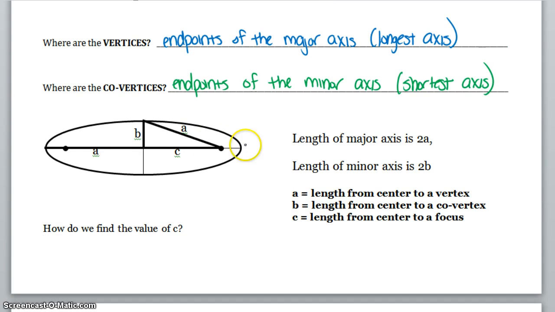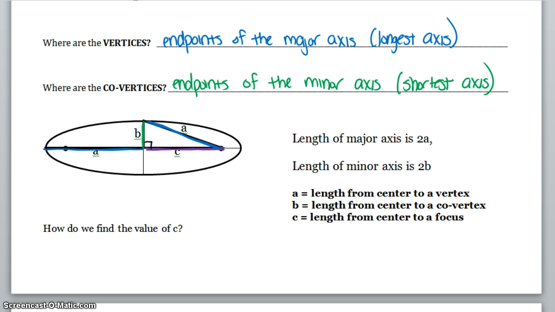I would ask you to look at the ellipse here. You can see that b is represented by the length from the center to the co-vertex, so half of the minor axis. c is the length from the center to the focus. And a, that's the length from the center to a vertex, half of the major axis. But it happens that that's also going to be the length of the hypotenuse of the right triangle that we create when you connect the co-vertex and the focus.